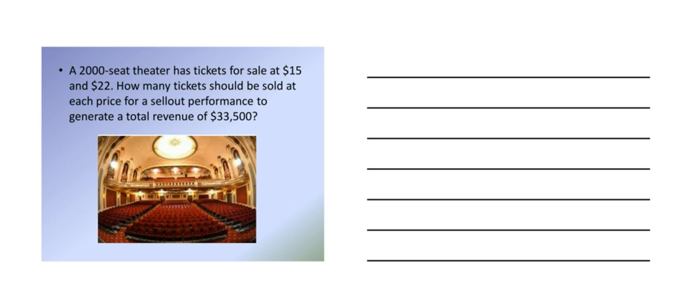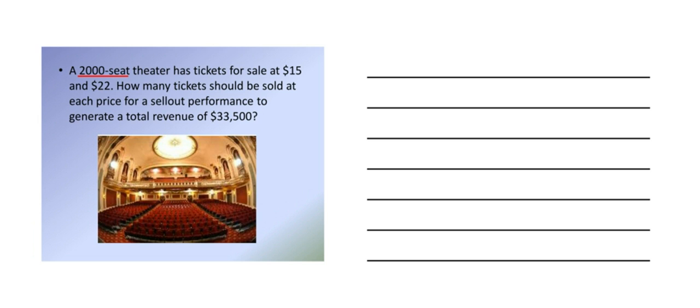I highly recommend you read word problems at least two to three times in order for them to actually make a little sense sometimes. So, a 2,000 seat theater has tickets for sale at $15 and $22. How many tickets should be sold at each price for a sellout performance to generate a total revenue of $33,500? So let's go back to it again.